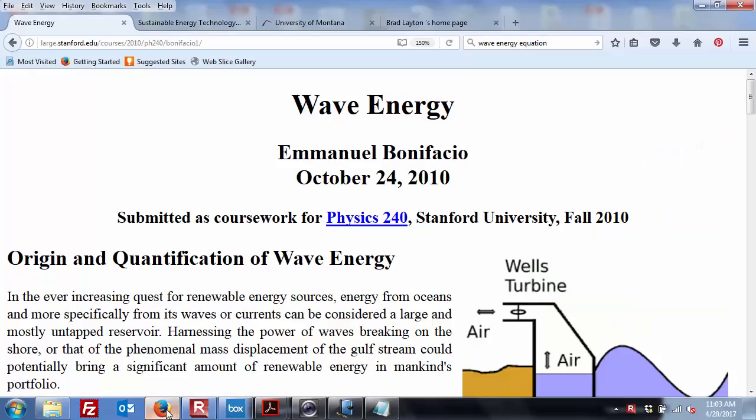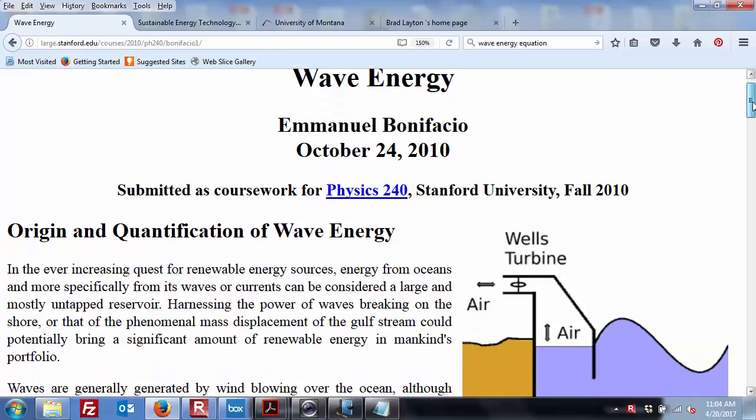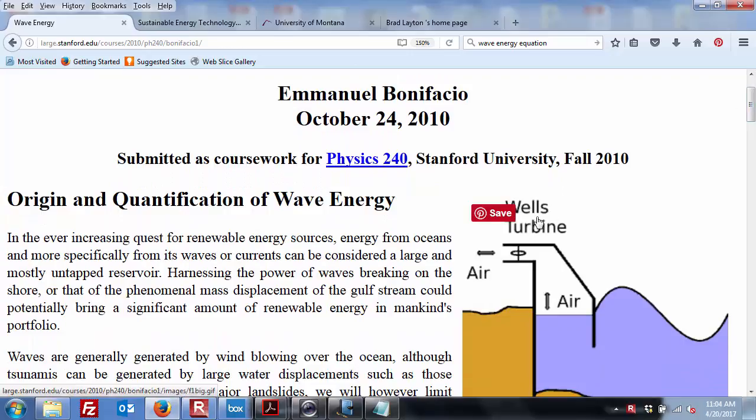Okay, so we're going to explore problem 4 on problem set 4, aka problem set 3. And this website from Stanford goes into a little bit more detail than the book does on the derivation. You will see that this website does discuss the Wells turbine a little bit, the one that has the symmetric blades. It spins regardless of the direction that air is flowing.